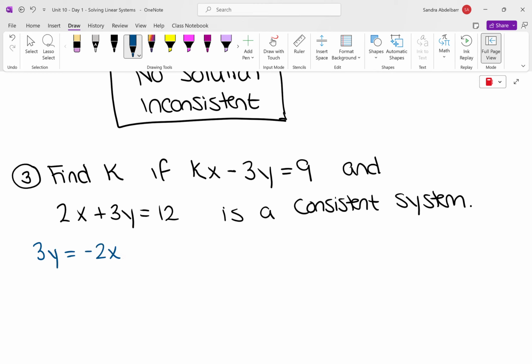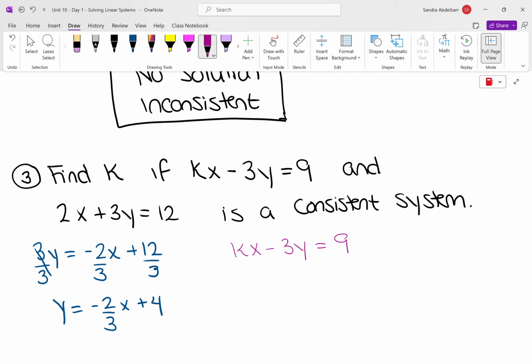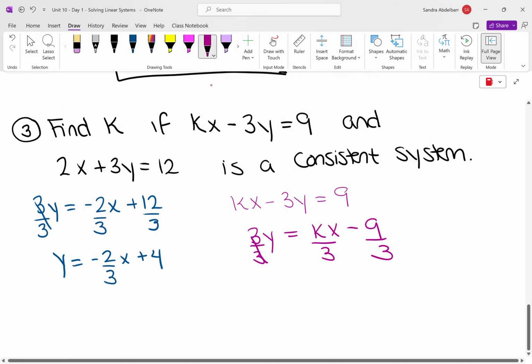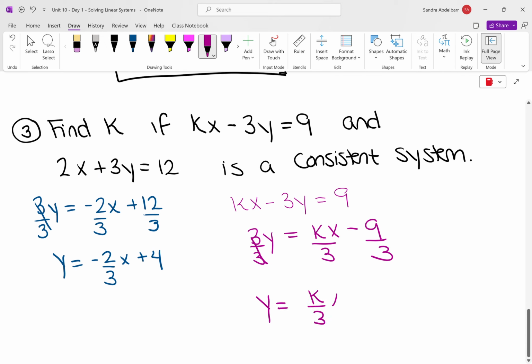So I'm going to put these in slope-intercept form. We're going to have 3y equals negative 2x plus 12, divide by 3. And we have y is equal to negative 2/3 x plus 4. Then I'm going to take kx minus 3y equals 9 and also put this in slope-intercept form. I will add over the 3y and subtract the 9. So we have kx minus 9. Then we will divide everything by 3. So now we have y equals k over 3 x minus 3.